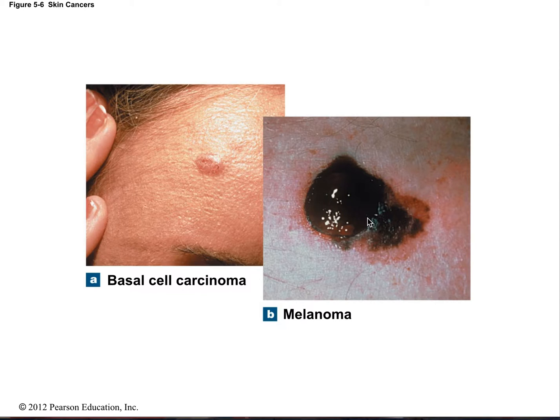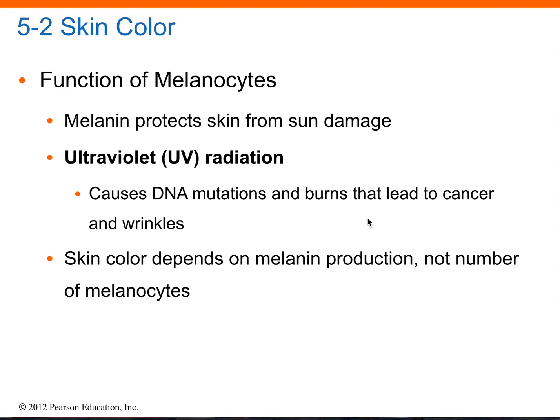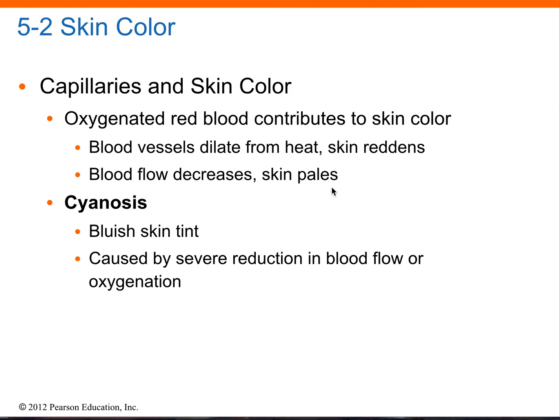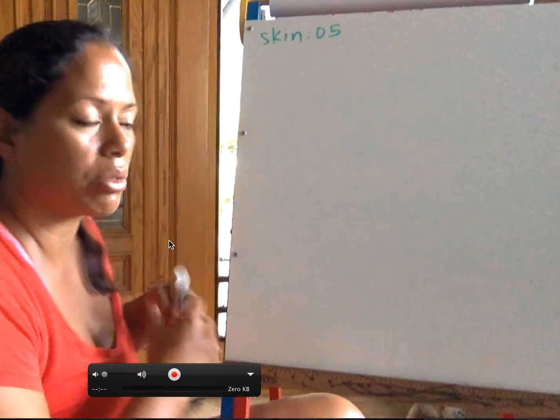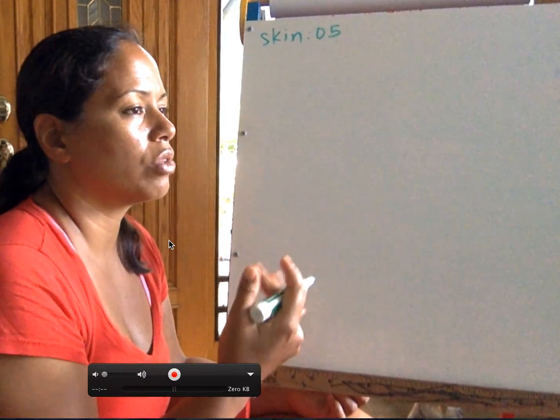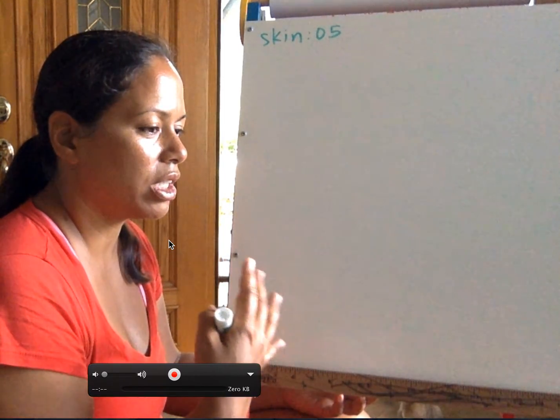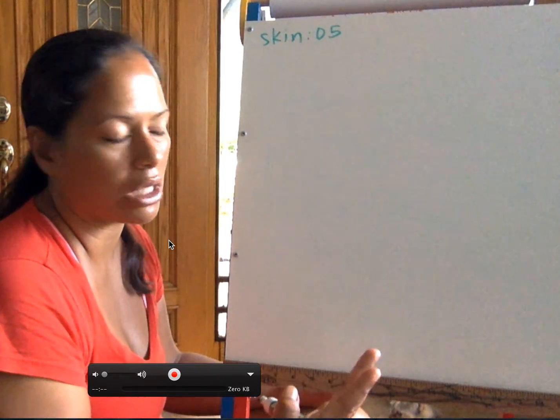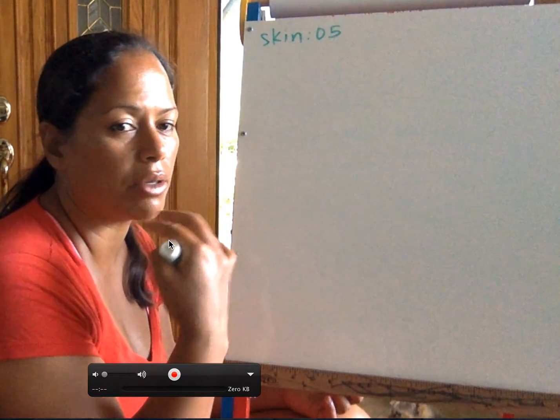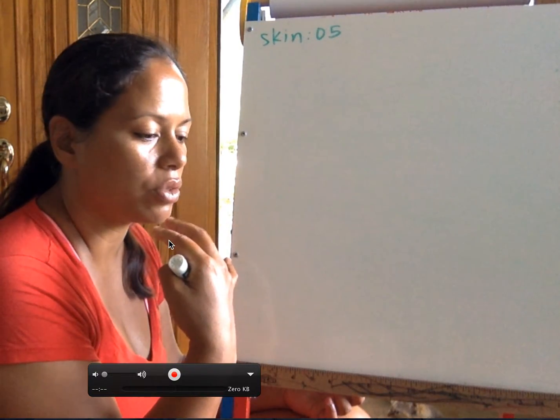So melanoma is malignant. UV radiation causes DNA mutations that can lead to cancer and wrinkles. Cyanosis, so this is different colors in the skin. Cyanosis is the bluish skin color. Here's some of the things that I want you to know. When you lack oxygen, let's say you're not in an environment that allows you to breathe enough oxygen, you're going to start to have maybe a bluish coloring of your lips.